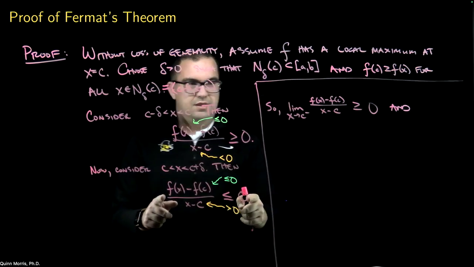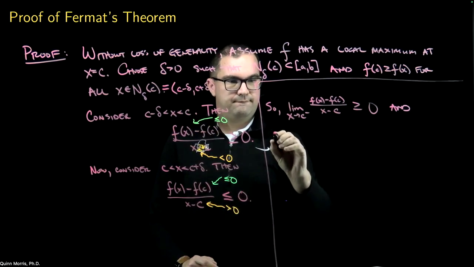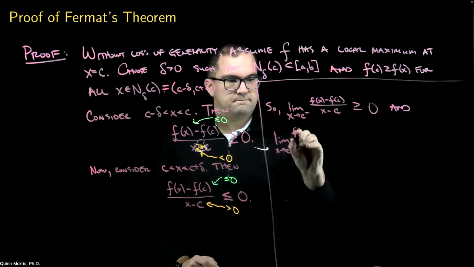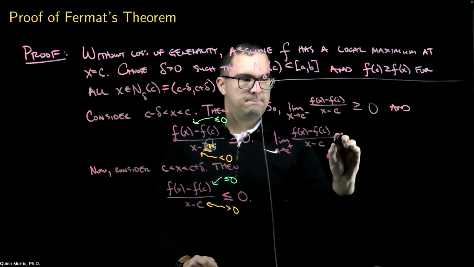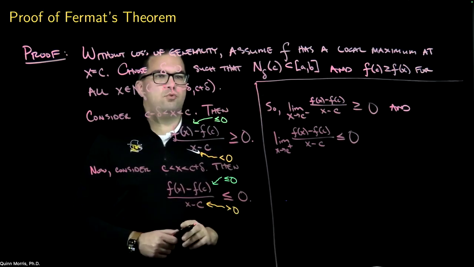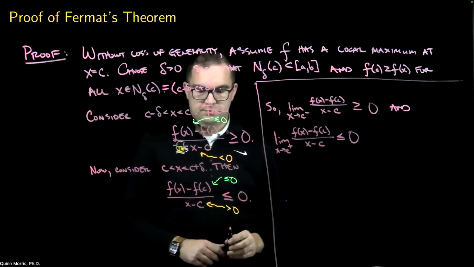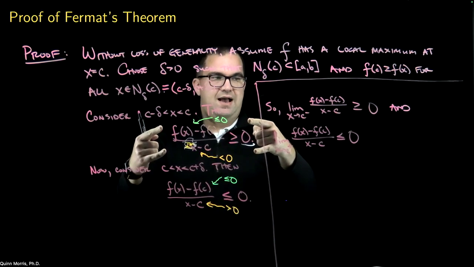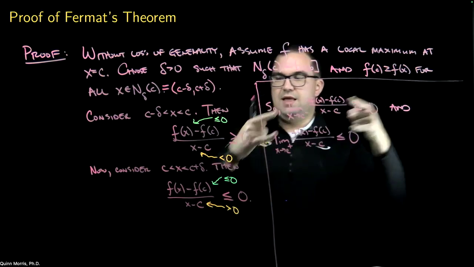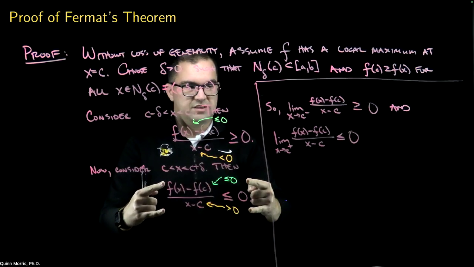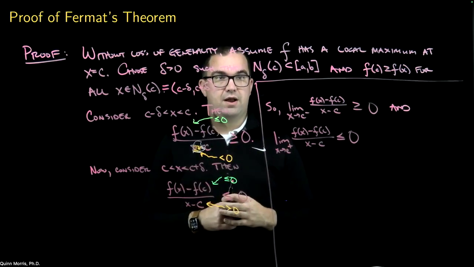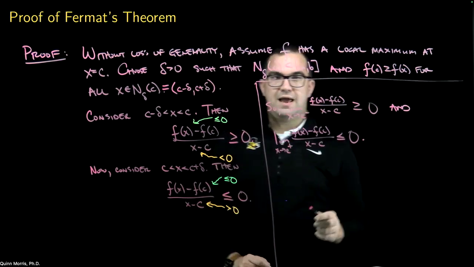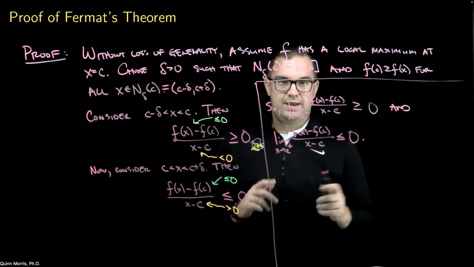And now if I look over here at the limit from the right of this quantity, that value will be less than or equal to 0. Okay. So again, from this fact, we get this about the limit from the left, or the limit from below. From this fact, we get this about the limit from above, or from the right. Okay. Now, so far, everything's great.